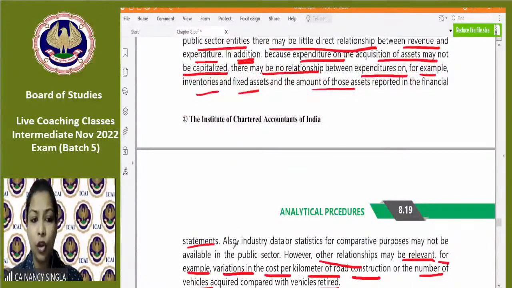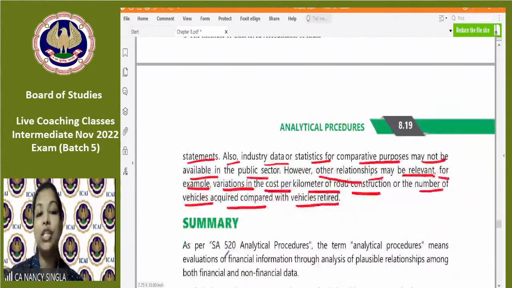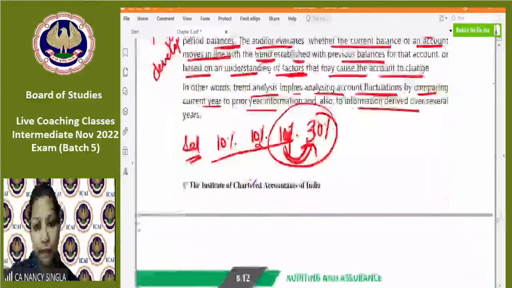Also, industry data or statistics for comparative purposes may not be available in the public sector. However, other relationships may be relevant. For example, variation in cost per kilometer of road construction, or the number of vehicles acquired compared with the vehicles retired. So with this, we have finished our chapter number 8.